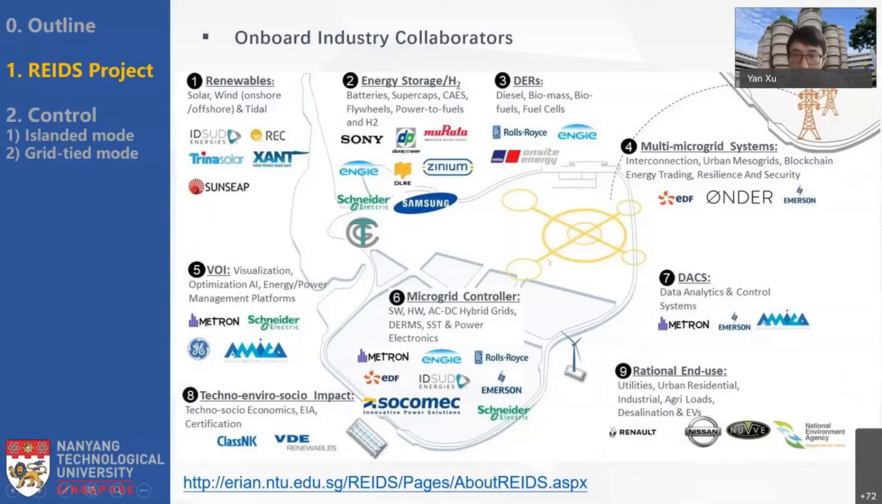As I said, this is an industry-oriented project, so we have a couple of industry partners involved. Each of the sub-microgrids is actually built up, owned, and operated by the industry partners. So you can see a lot of big names such as Rolls-Royce, ENGIE from France, as well as Schneider, EDF from France, etc. And we also have some small startup companies which are developing the energy management systems and controllers for the microgrid. So we are collaborating with them closely. You can find more information on this website.